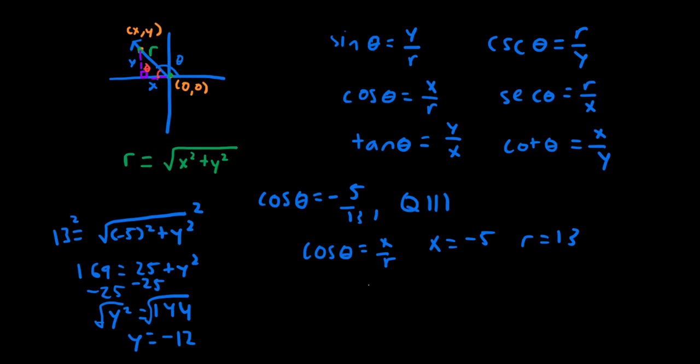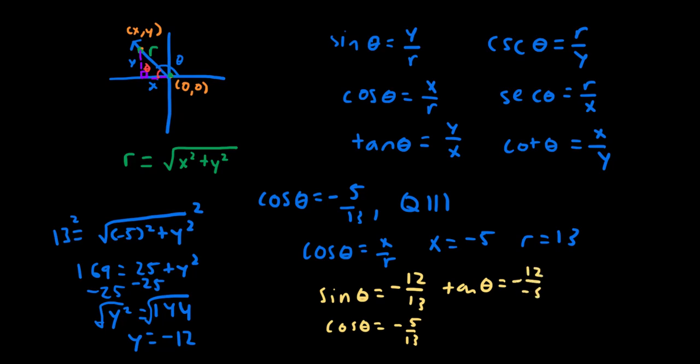So now we're going to evaluate the six trig functions. So sine equals y, which we found is -12, over r, which is 13. Cosine, we're already given that, so it's -5 over 13. Tangent is y, which is -12, over x, which is -5, which equals 12 over 5.